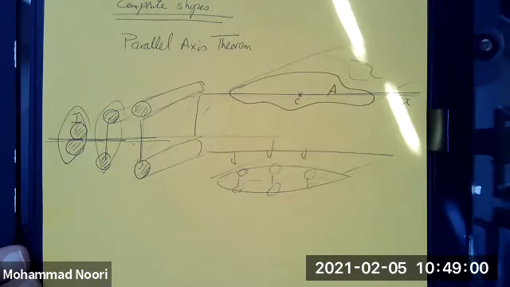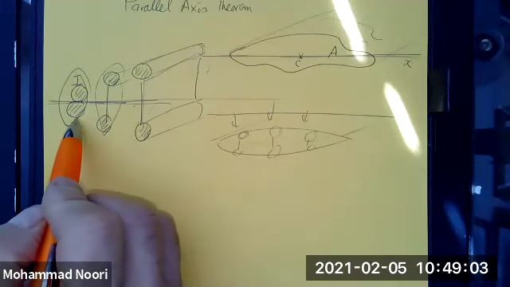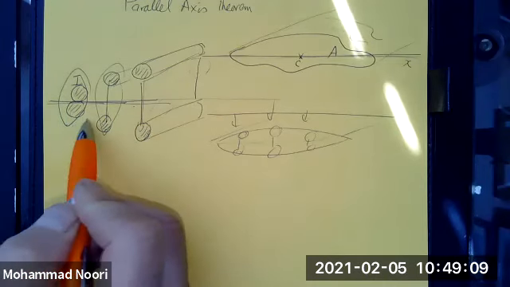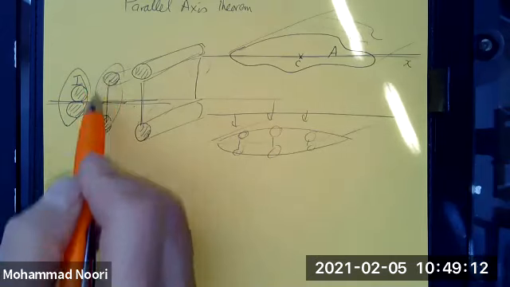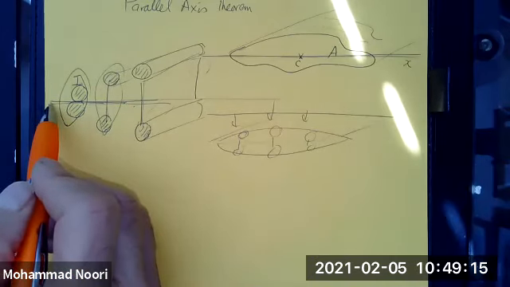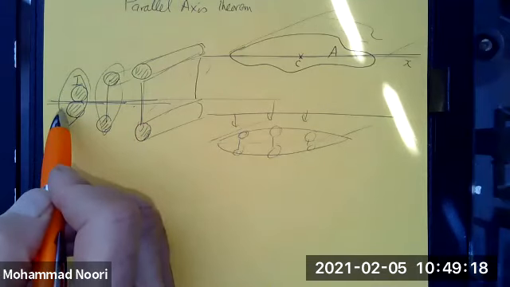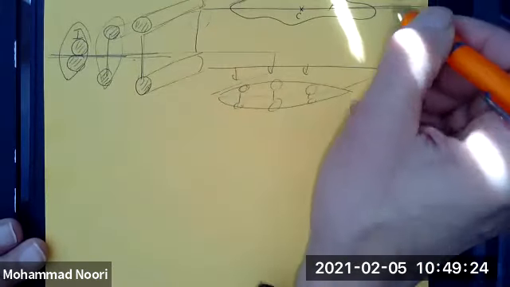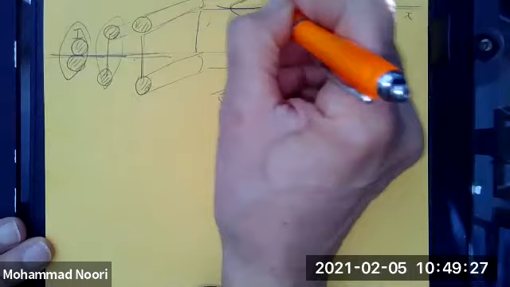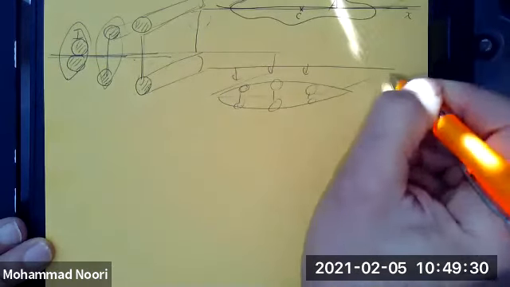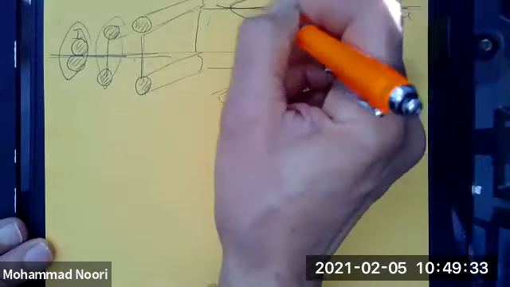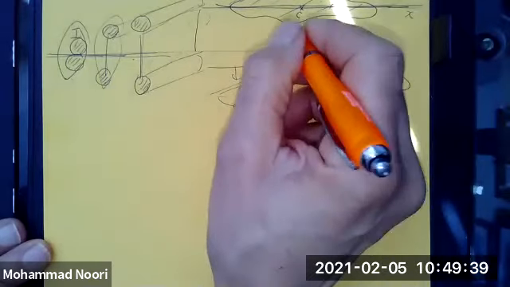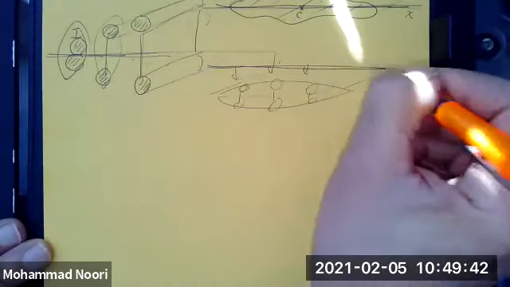The parallel axis theorem gives you the tool: once you have the moment of inertia of this shape about its centroidal axis, you don't have to redo the calculations for a similar shape when you want to find the moment of inertia about an axis that is parallel to it, okay? So this is the theorem. If you have the moment of inertia about the x-axis, which is the centroidal axis of this shape, you want to find the moment of inertia of that shape about an axis that is parallel to it.